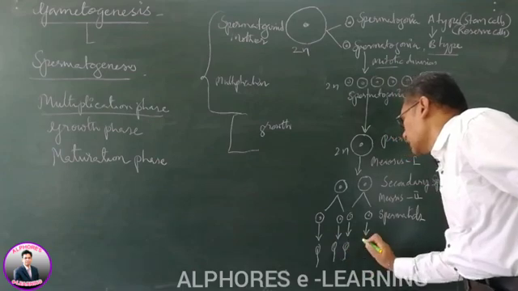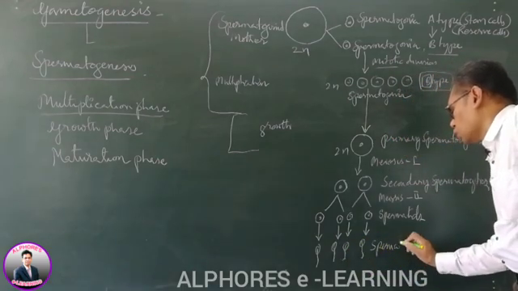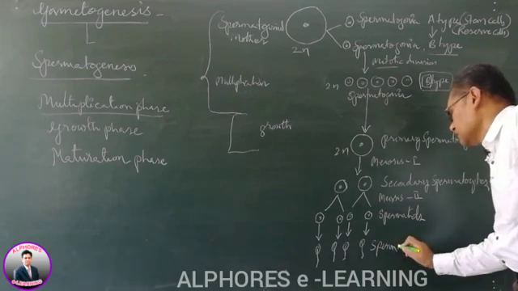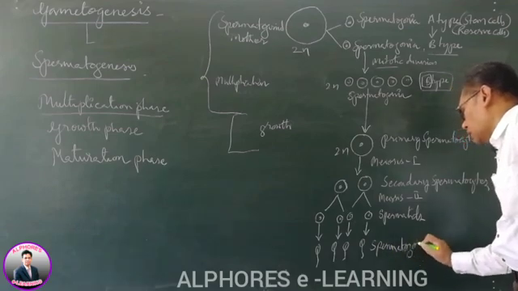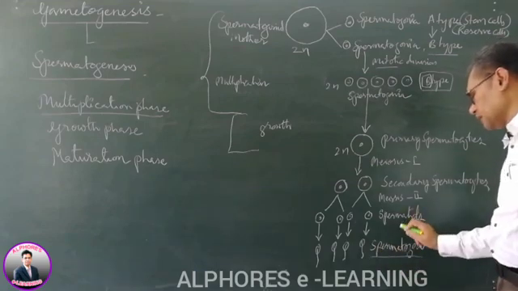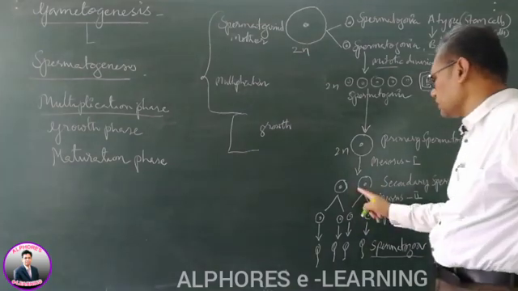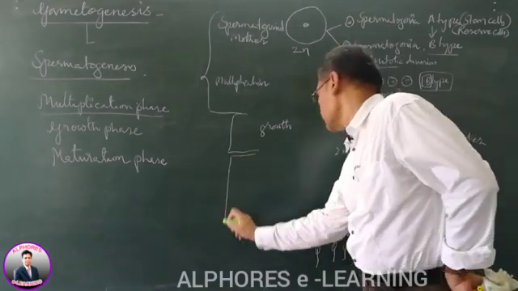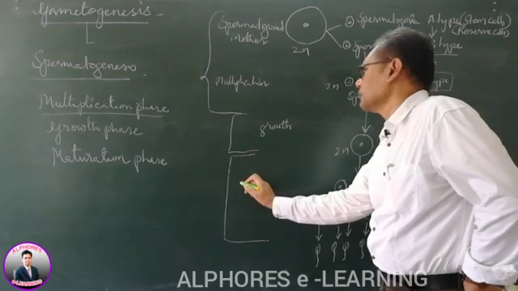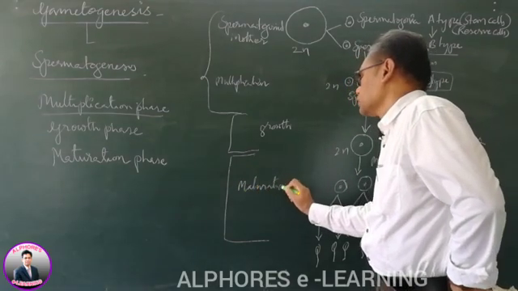What are these elongated structures called? These are called spermatozoa. The spermatids have undergone differentiation. Now this process is called the maturation phase.